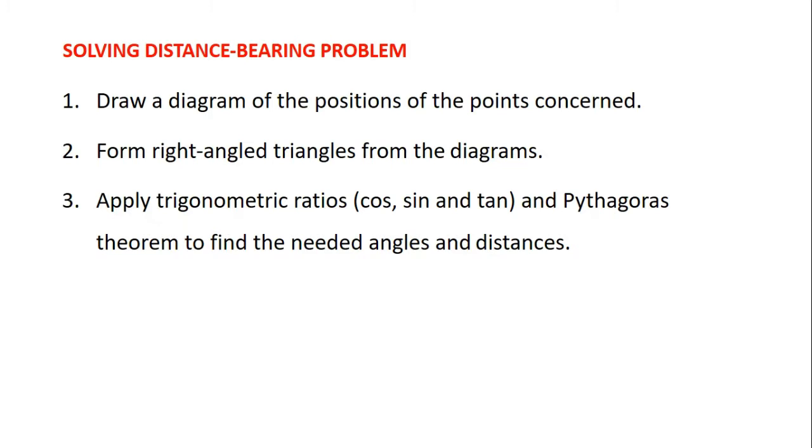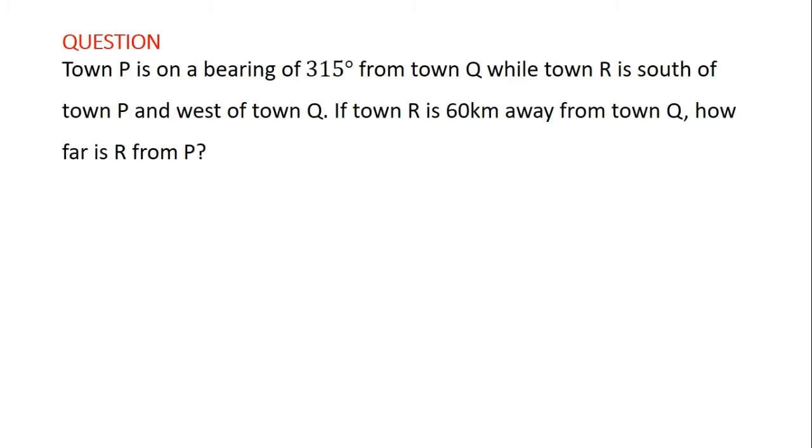We've learned how to use the trigonometric ratios and the Pythagoras theorem under trigonometry, so we are going to apply that here to solve distance bearing problems. Let's take a question and see how to do this. The first question is: town P is on a bearing of 315 from town Q, while R is south of town P and west of town Q. If R is 60 kilometers away from town Q, how far is R from P?